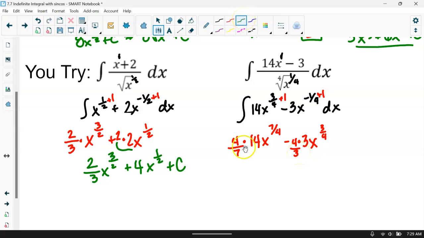Now simplify. Here, 4/7 times 14, you should get 8. So this is 8x to the 7/4 power. Then here I notice 3 divided by 3, but again, so minus here, so 4/3 times 3, you end up with negative 4. X to the 3/4 power plus c. And here is our integral.